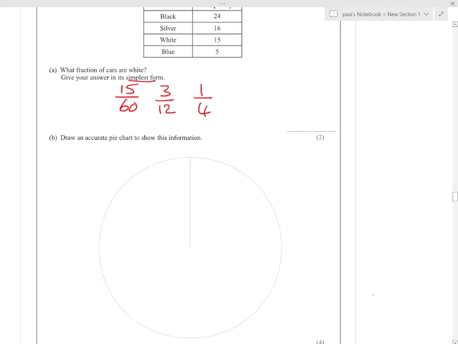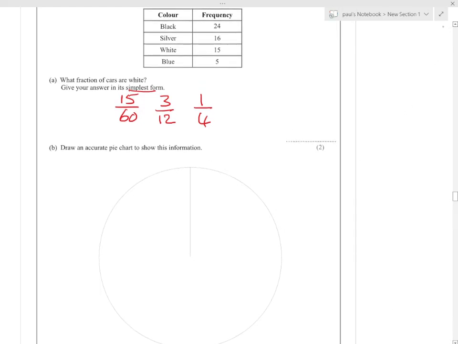Well, I'm not going to be able to draw an accurate pie chart, but I'll do my best. So, how many were there? There were 60 altogether, yeah? And all the way around a pie chart is 360 degrees. So if we divide it by the 60 that we've got, that will equal 60 degrees per car.